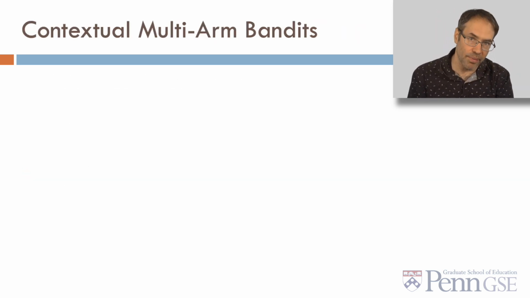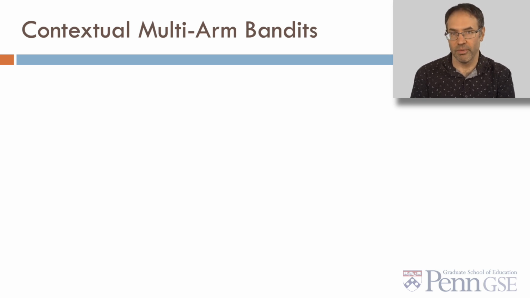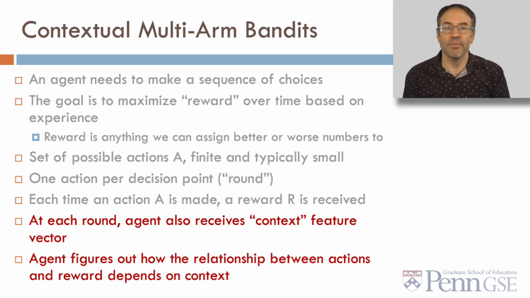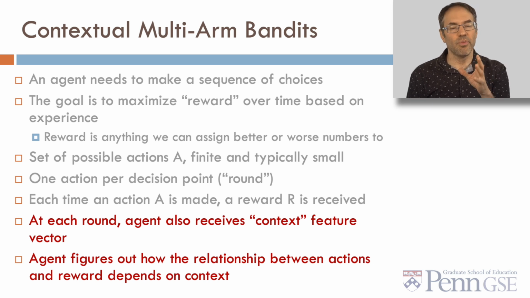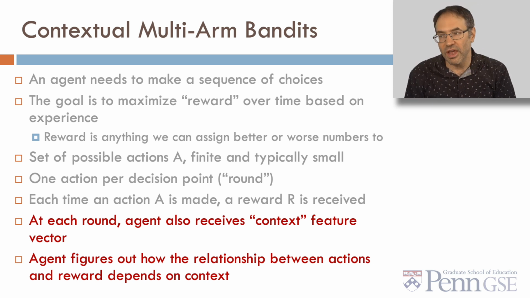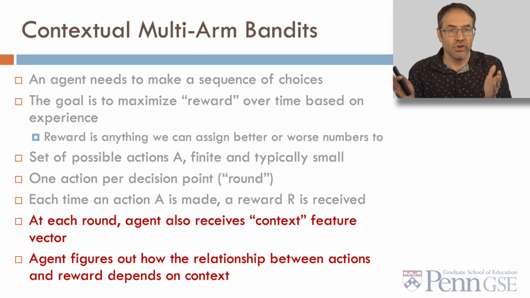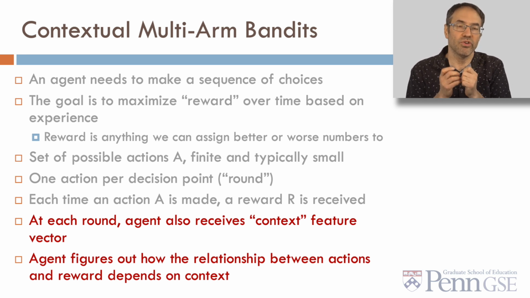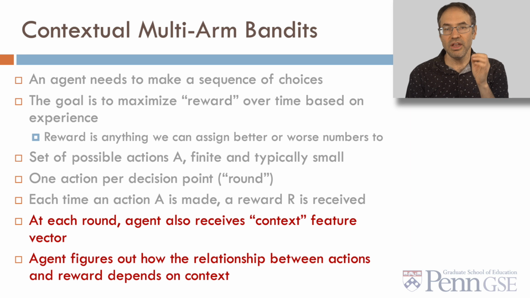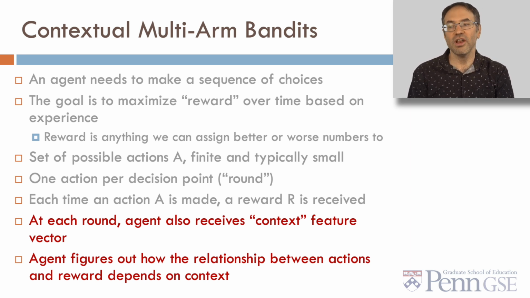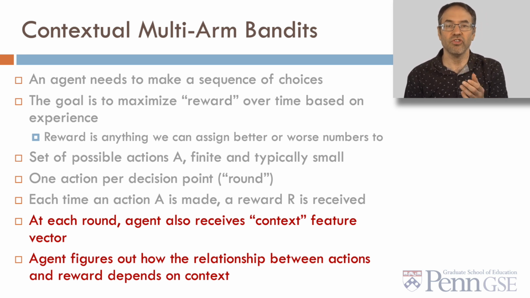Moving on from just the straight-up multi-armed bandits are contextual multi-armed bandits. Now, a contextual multi-armed bandit is just like a regular multi-armed bandit, except we're going to change a couple assumptions. Instead of saying that the reward we get is completely based just on the action you do, some other factors, including context, also impact how much reward you get for a certain action. At each round, the agent will also receive a context feature vector, a set of variables that represent the context the agent is operating in. And the agent will then figure out how the relationship between the actions and the rewards depends on context.